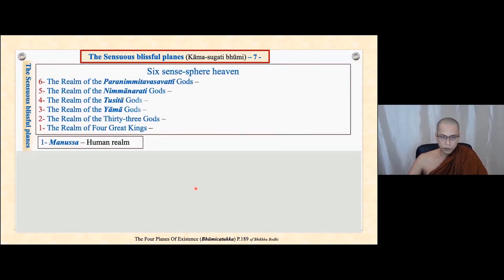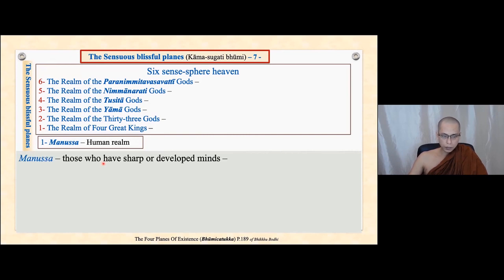Okay, let's continue with the seven beautiful planes of existence in the sense-sphere realm. One is Manusa, the human realm, and the other six are Deva realms. So the sense-sphere heaven, the sense-sphere Deva realm. The six Deva realms have better light one after another. Altogether we call them the seven sense-sphere blissful planes. So if we divide the sense-sphere plane, we get the seven sensuous blissful planes and four woeful planes. This is the sense-sphere plane.